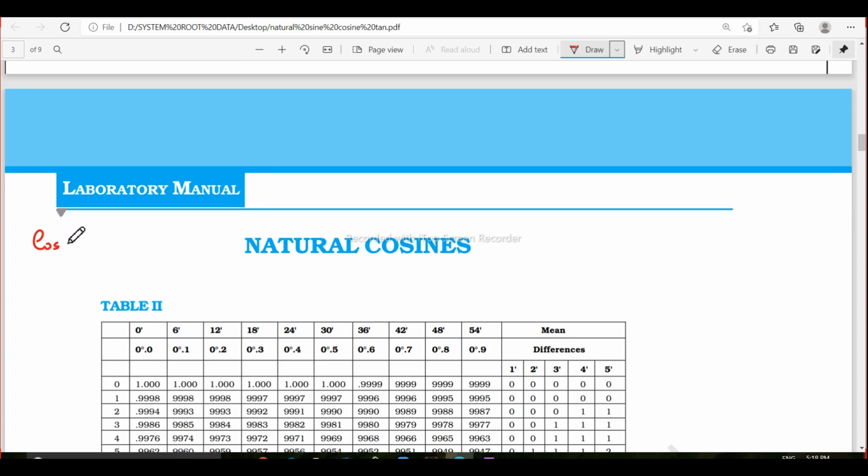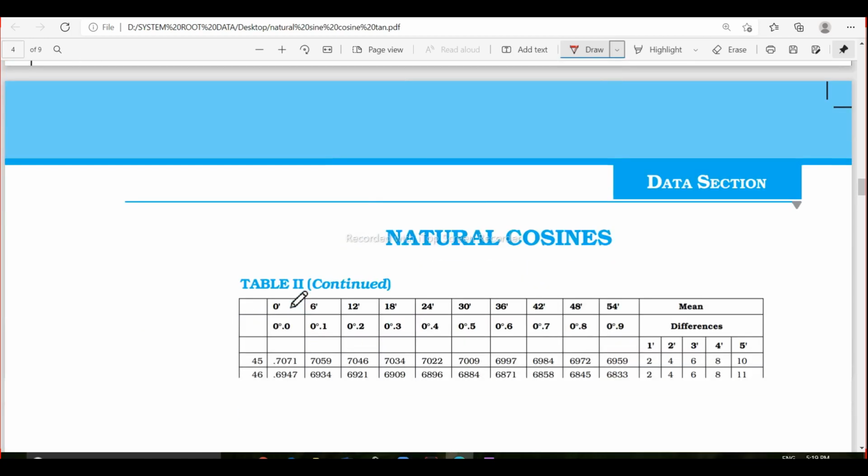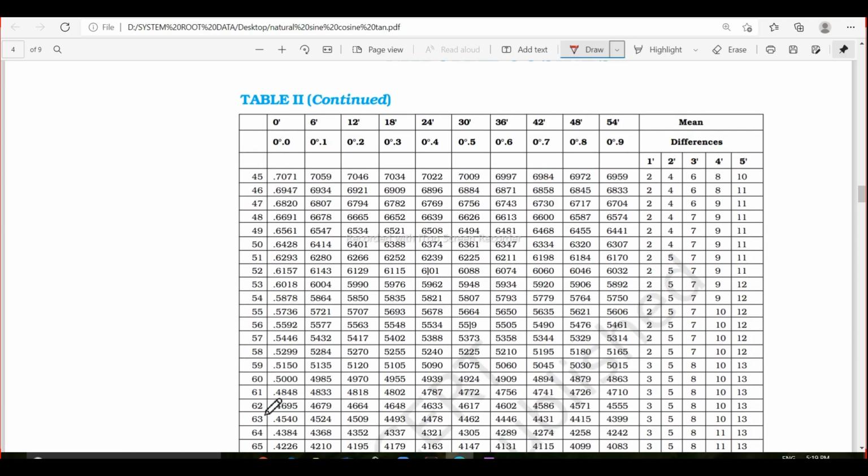So let's say we have cos of 62 degrees 27 minutes. Again, if you check, 27 is not available, but we have 24, right? So let's go straight to 62 degrees, and here we get 62, and for 24 we have here 24. So this is the one. We get 0.4633.